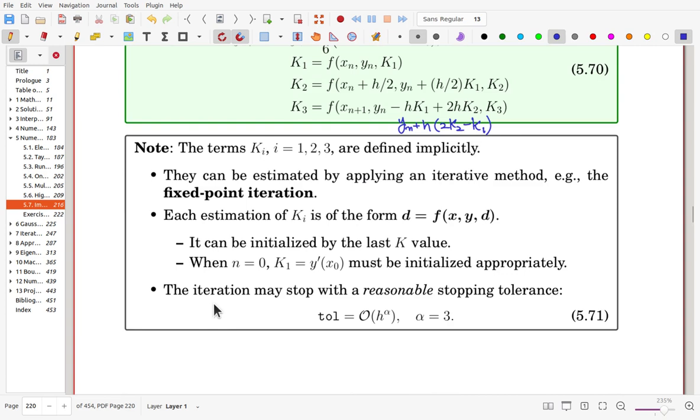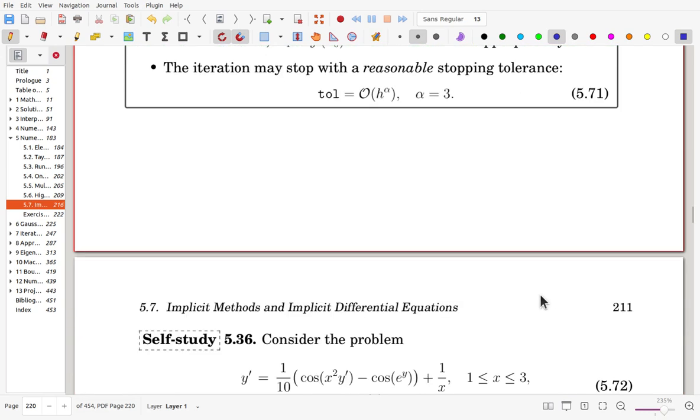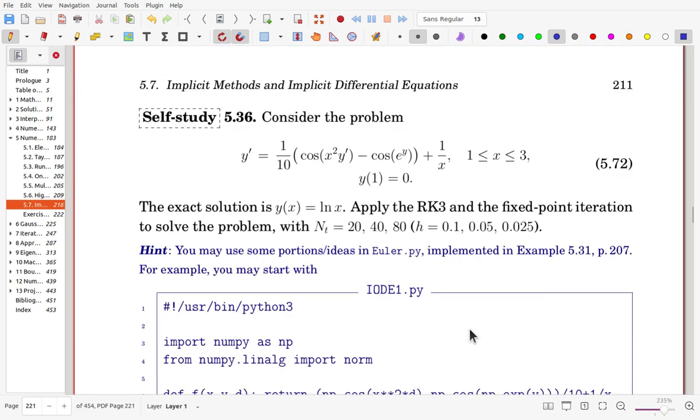Here, the iteration may stop with a reasonable stopping tolerance. The tolerance is of order h to the alpha. For this problem, alpha is 3. Now here we have a self-study problem. For this differential equation, y prime appears here again, and y(1) equals 0. The exact solution is logarithm x. Apply the RK3 and the fixed point iteration to solve the problem with the given choice of N.